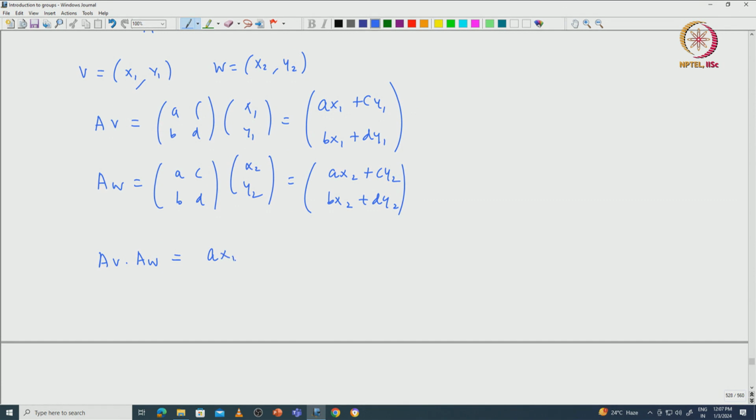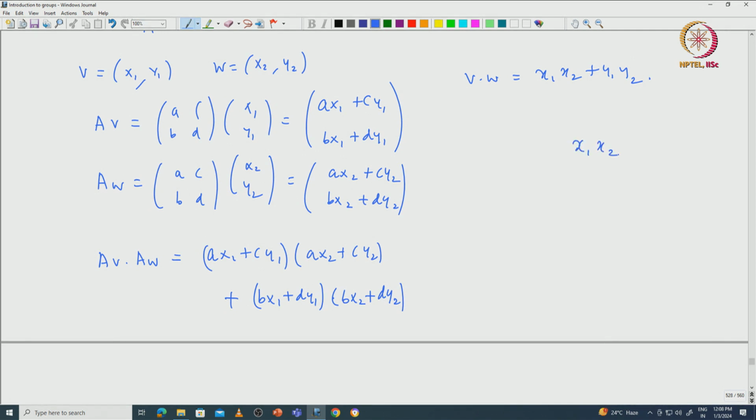So, now if you take AV dot AW, what do you get? You get a x1 plus c y1 times a x2 plus c y2, plus b x1 plus d y1 times b x2 plus d y2. So, this is going to be your inner product. You want to say that this is the same as V dot W, which is x1 x2 plus y1 y2. So, you have to collect the terms and see what you are getting. For example, let us collect the x1 x2 term in this sum.